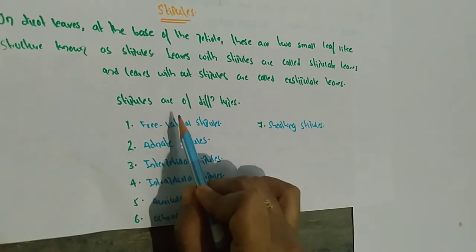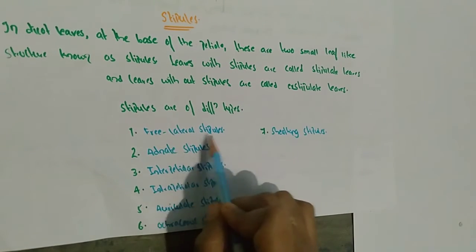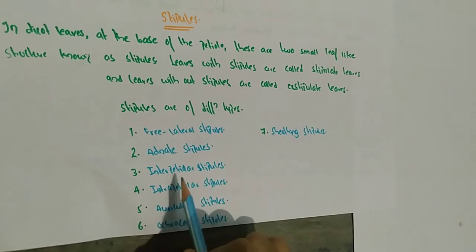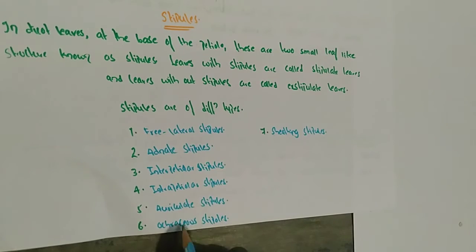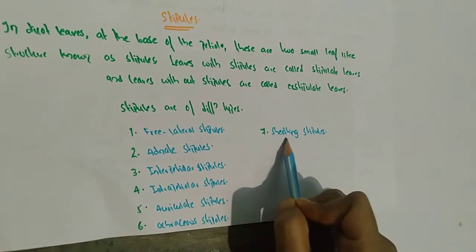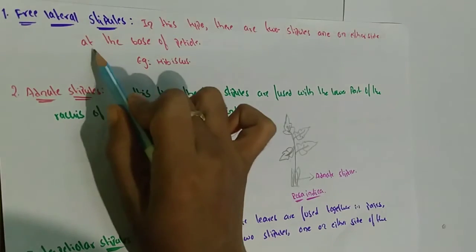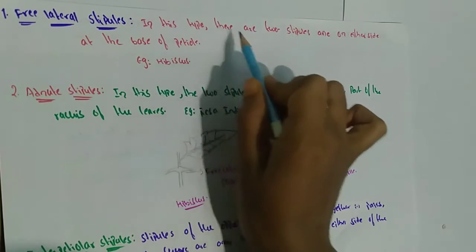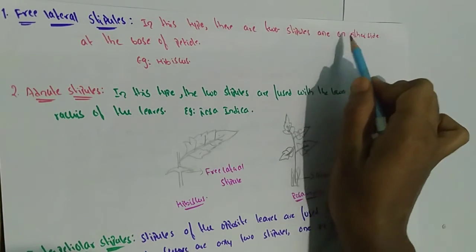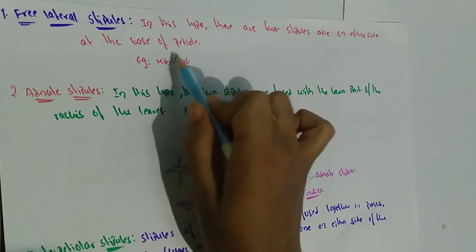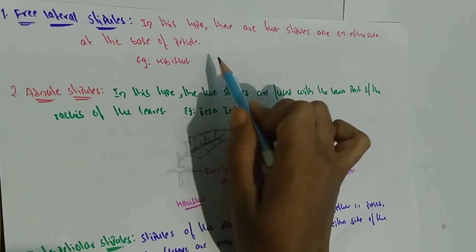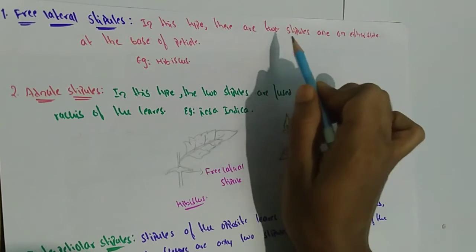Stipules are of different types: free lateral stipules, adnate stipules, interpetiolar stipules, intrapetiolar stipules, auriculate stipules, ochreate stipules and sheathing stipules. First, free lateral stipules. In this type, there are two stipules, one on either side at the base of the petiole.